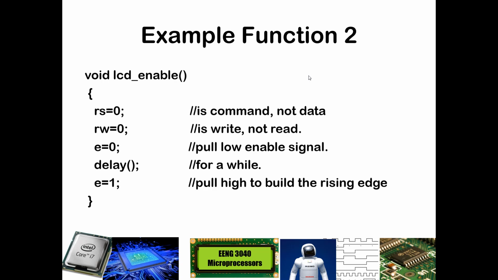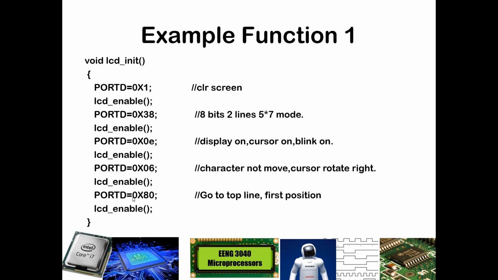Here's our LCD enable function. In this case, this is relying upon those aliases that we already had. So RS being 0 says it's a command, it's not data. RW, we're writing, not reading. And then this E followed by the delay and E going to 1, that is your rising edge clocking it. And then delay here would be another function that you're calling. So in this case, you could be 3 layers deep right away.